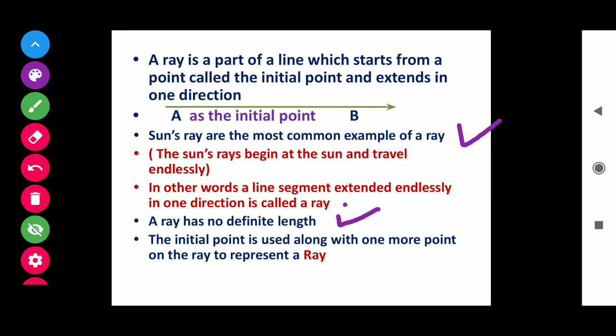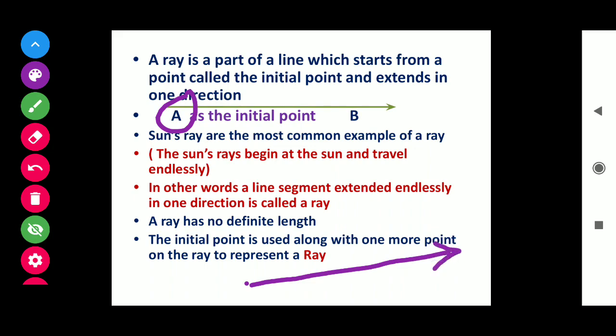The initial point is used along with one more point on the ray to represent a ray. So to represent a ray, 2 points are used. Here A is showing the initial point. From A, the ray will start and then it goes endlessly, and B can be used. So we can read it as ray AB. It cannot be read as ray BA. Why? Because A is the end point of the ray. That's why you cannot read it like a line segment. There is a difference.